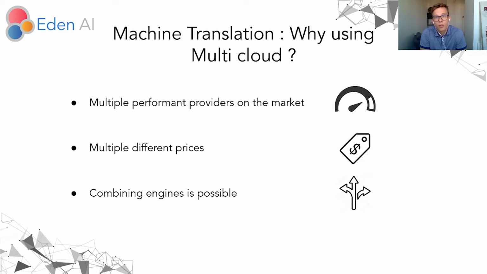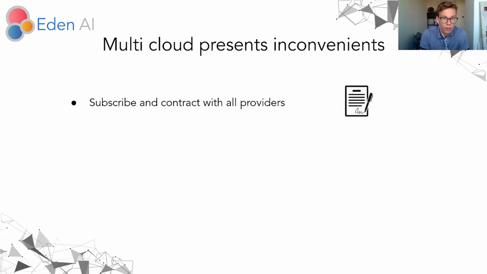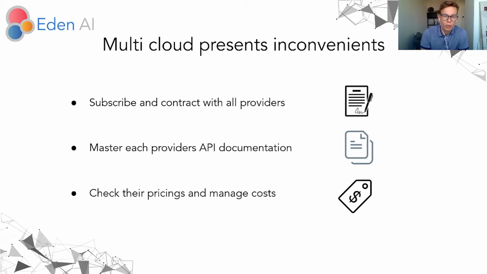And finally, sometimes it can be interesting to combine different engines, because an engine's performance can vary depending on, for example, the data, the quality of the data, or the target language. But the multi-cloud approach presents inconveniences. The first one is that you need to subscribe and contract with all the providers, and you also need to master their API documentation. And the documentation can be very different, so it is very time consuming. And finally, you will also need to monitor the cost of the different providers, and that can be complicated.